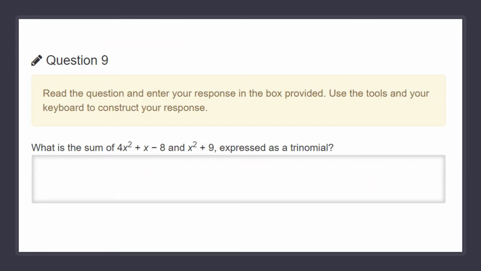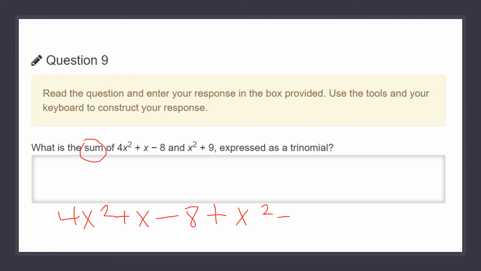What is the sum of 4x squared plus x minus 8 and x squared plus 9 expressed as a trinomial? So what you need to know is that sum means addition, so hopefully at this point you know what that means. And when adding polynomials, we can only combine like terms. Because it's the sum, you can write it out with an addition sign in between.